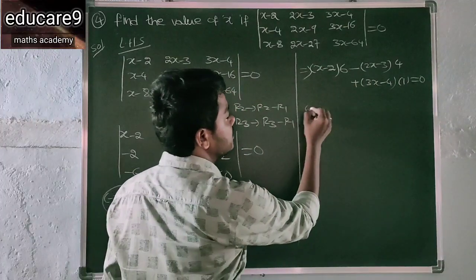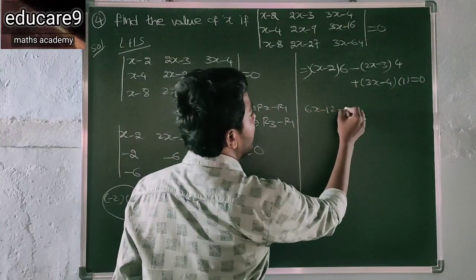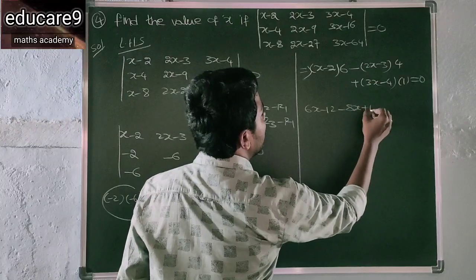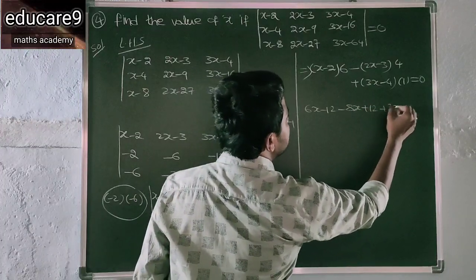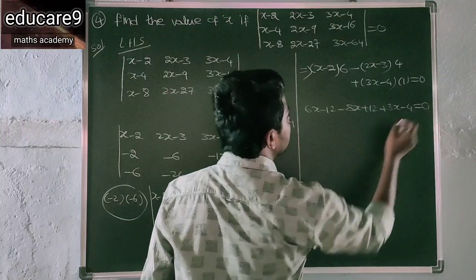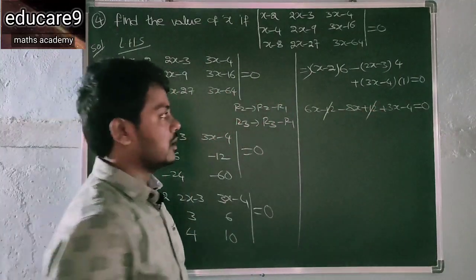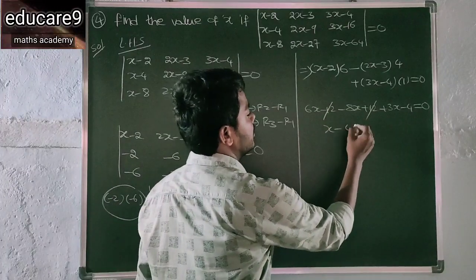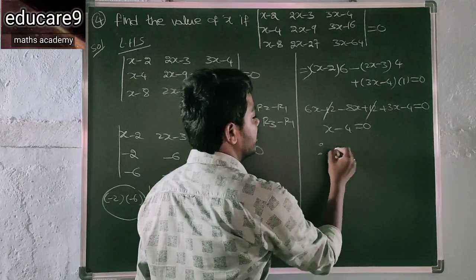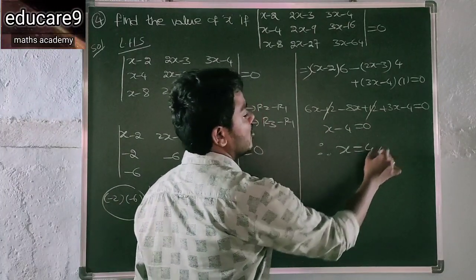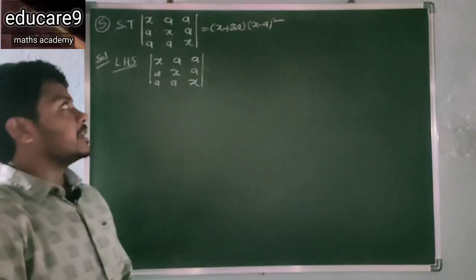Now this is 6x minus 12 minus 8x plus 12 plus 3x minus 4 is equal to 0. Minus 12 plus 12 get cancelled. You will get x minus 4 is 0. So therefore the value of x is what? 4.